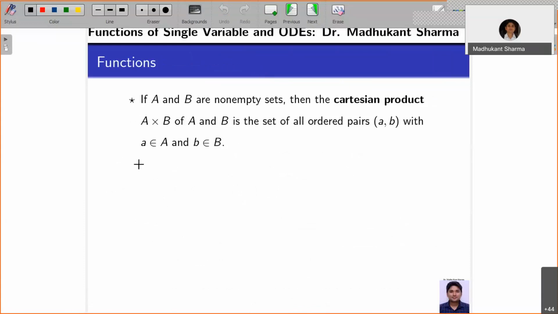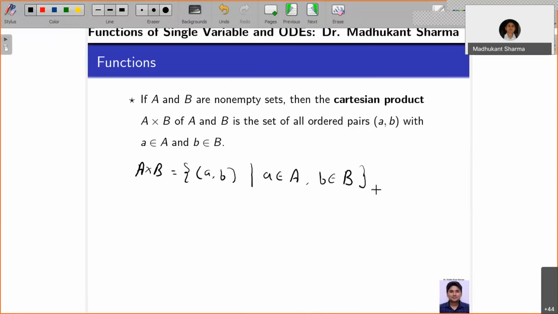So if I write in notation, A cross B is equal to the set of all ordered pairs such that the first entry belongs to A and the second entry belongs to B. So this will define the Cartesian product, and this will again form a set. Okay, this is going to form a set.